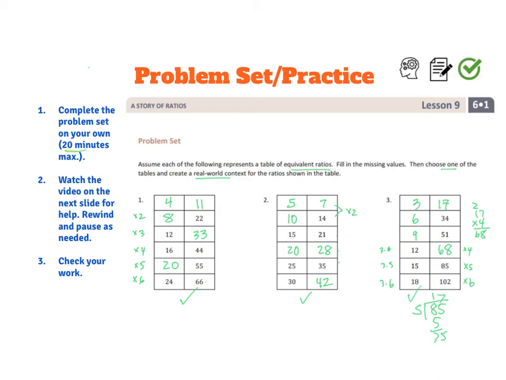Now all we need to do is look for a real world context for the ratios shown in the table, whatever table we're looking at. So let's say I'm going to choose number 2. I'm going to change this so it is easier to read. And I'm going to put down, for every 5, let's say cups, 5 cups, it's not very big, of blue paint.